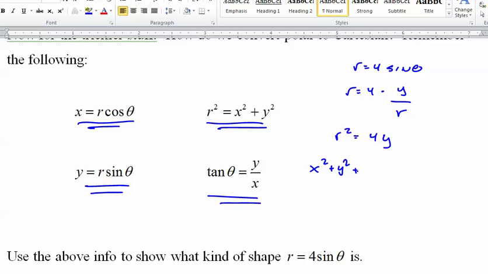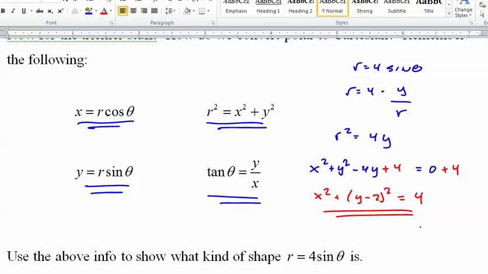x squared plus y squared, let's subtract 4y, equals 0 right now, but we'll complete the square. I did this recently. I'm not going to do it again. x squared plus (y minus 2) squared equals 4. So it should be a circle of radius 2 centered at (0, 2). And it is, if you go back and look.